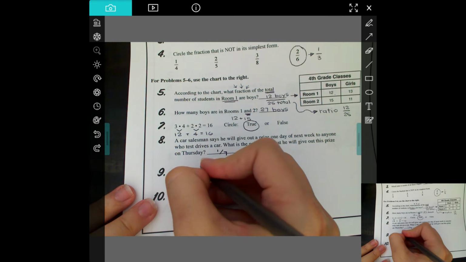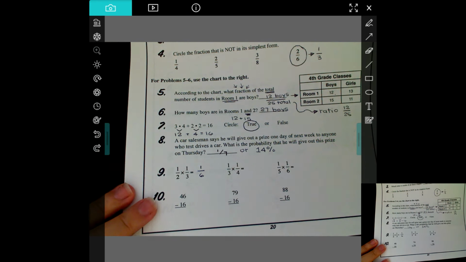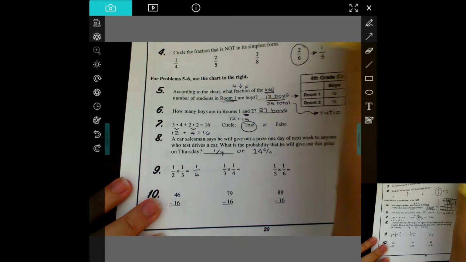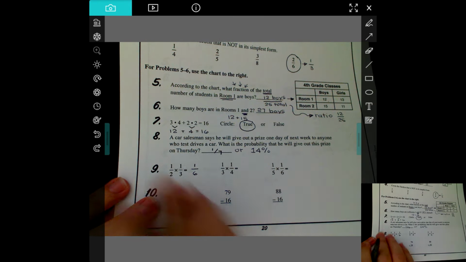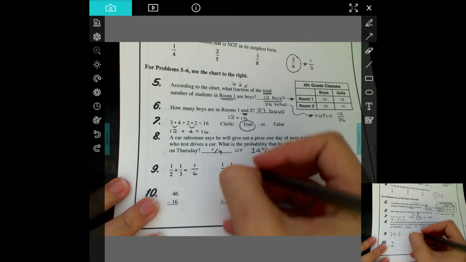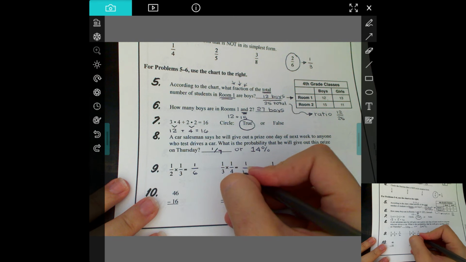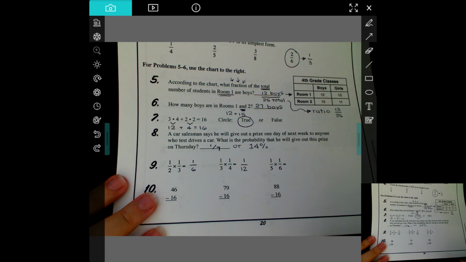Multiplying fractions. We multiply across the numerators and across the denominators. So 1 times 1 is 1. 2 times 3 is 6. So 1/2 times 1/3 is 1/6. And we will be spending time on multiplying and dividing fractions later in the school year, although I know you had a great lesson on that with Mrs. Ogden. So 1 times 1, again, is 1. Multiplying across the denominators, 3 times 4 is 12. And we have 1/3 times 1/4 is equal to 1/12.